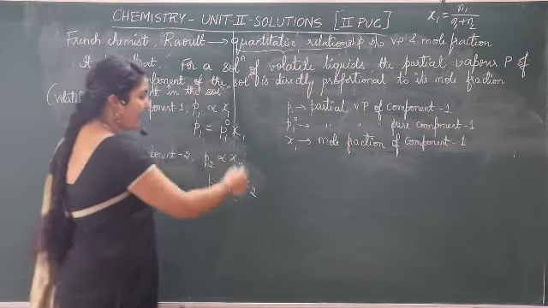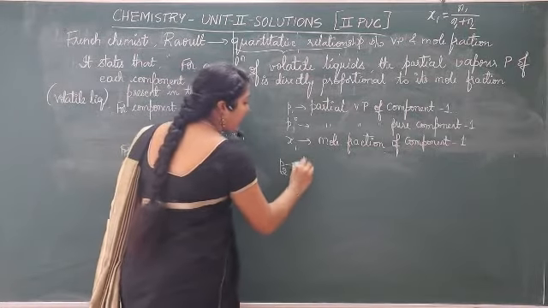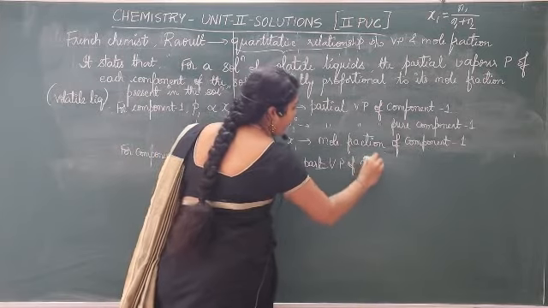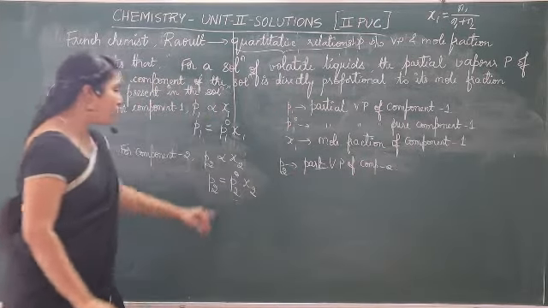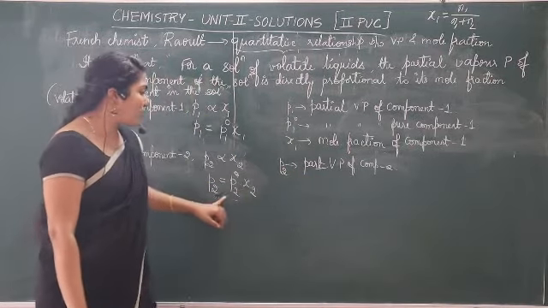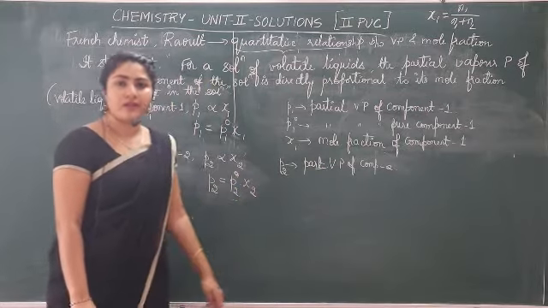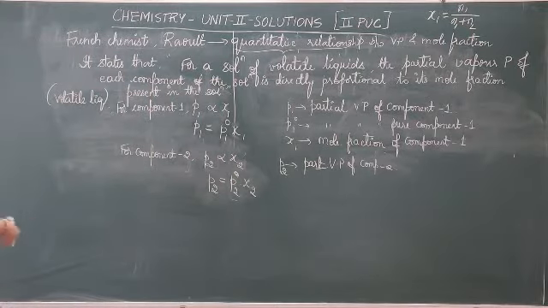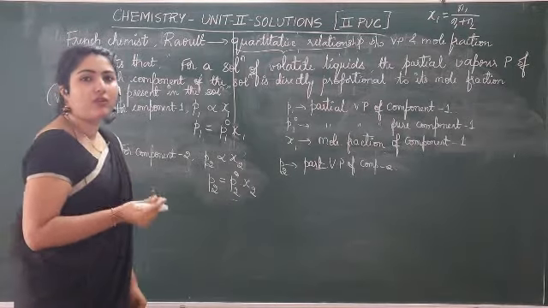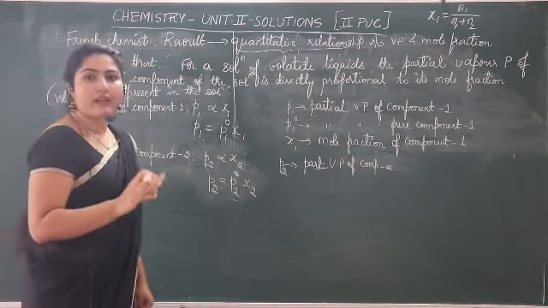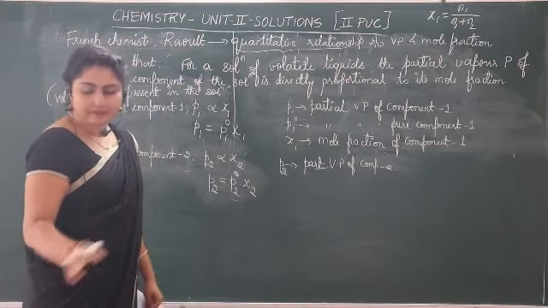In the same way you can write, P2 is the partial vapor pressure of component 2. P2 naught is the vapor pressure of pure component 2 and X2 is the mole fraction of component 2. Now if this is clear, we can move further. If you're not getting the point, then pause the video, replay and go through it. It's easy to understand. Do not get confused anywhere. Okay?